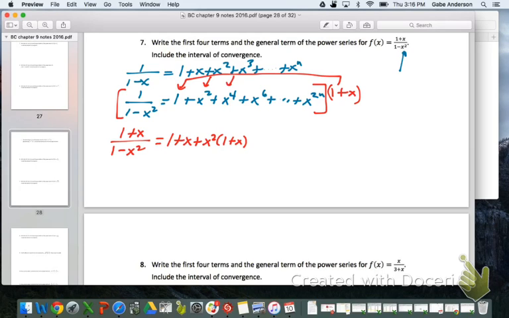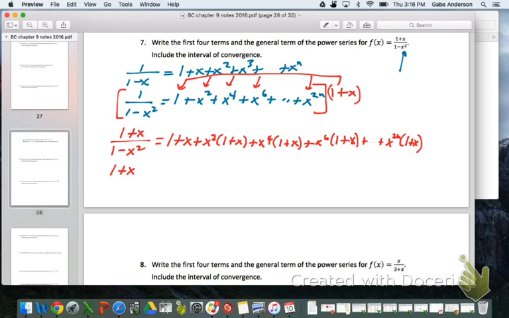And just kind of keep going here. So it would be plus x to the 4th (1 plus x). And then plus x to the 6th (1 plus x). And then finally here it'd be plus dot dot dot plus x to the 2n times (1 plus x). There we go.